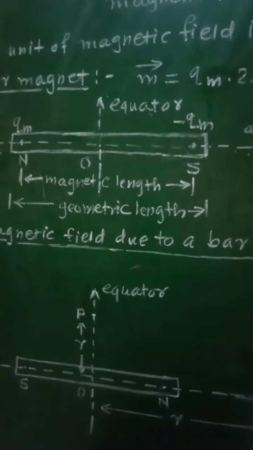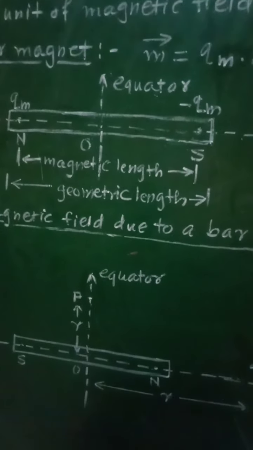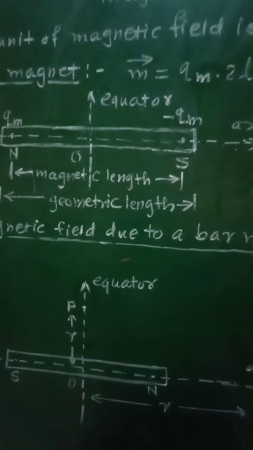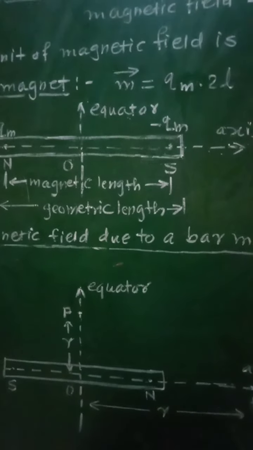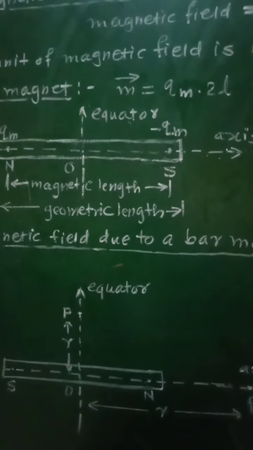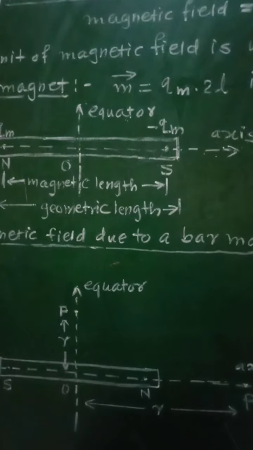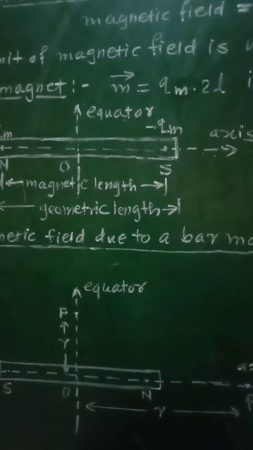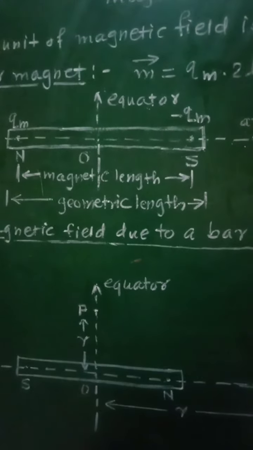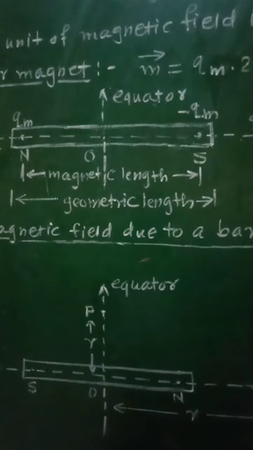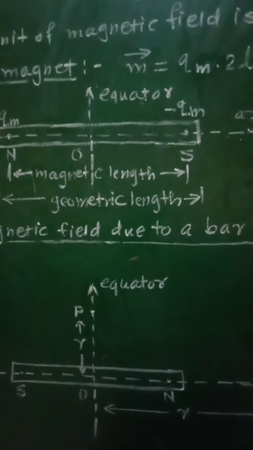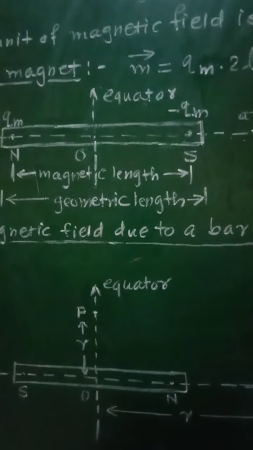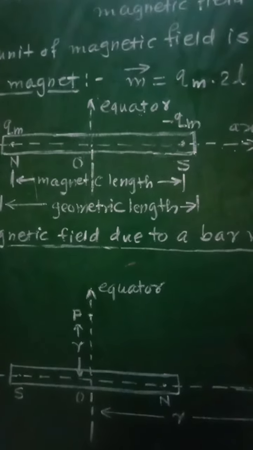Now we will define again axis, equator, magnetic length and magnetic dipole moment. The line passing through both the poles of the magnet is called the axis of the magnet. The line passing through the center of the magnet and perpendicular to its axis is called the equator of the magnet. The distance between the two poles of the magnet is called its magnetic length 2L, and the distance between the two ends of the magnet is called its geometric length.